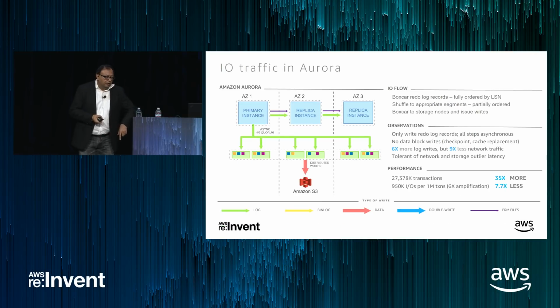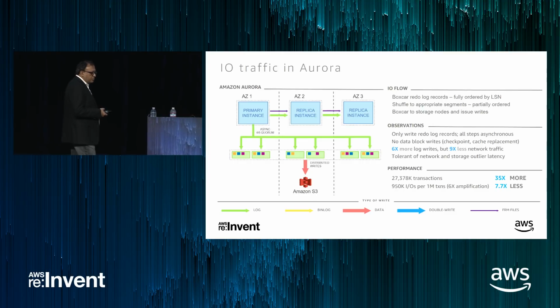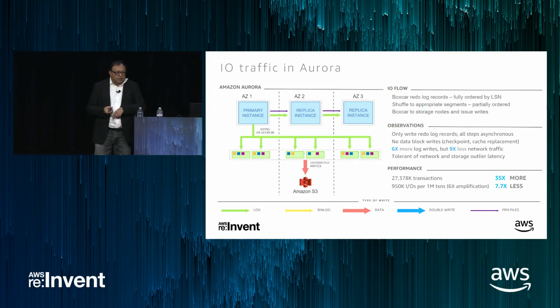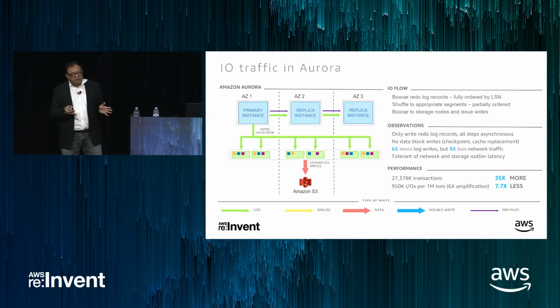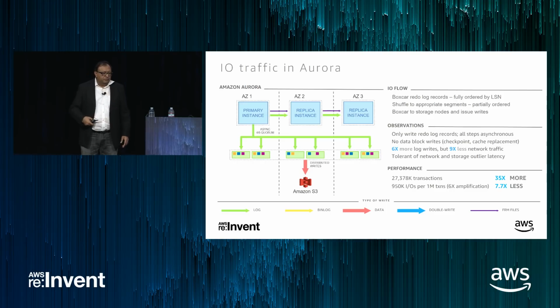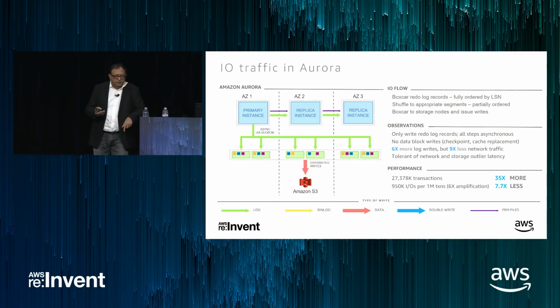Let's compare that to Aurora. So in Aurora, the only thing I write over the network is the redo log. And so I have to write it to more places, because of the 6-copy amplification. But the redo logs are way smaller than data blocks, right? Like 100 to 1. And so what we have to do is we boxcar the redo log records together and ship them off to the appropriate segments in a partial order, and then we issue the write. All of those steps are asynchronous, so we're doing asynchronous network processing.